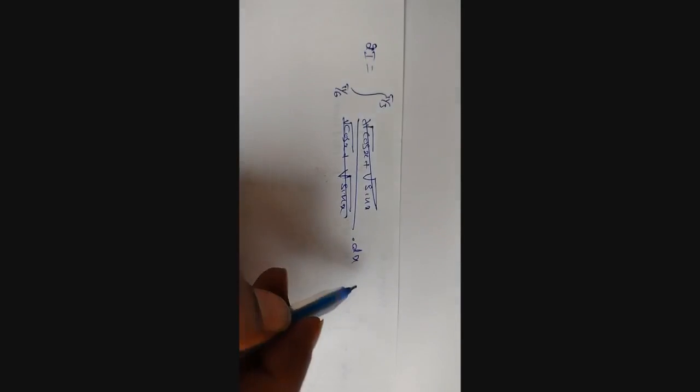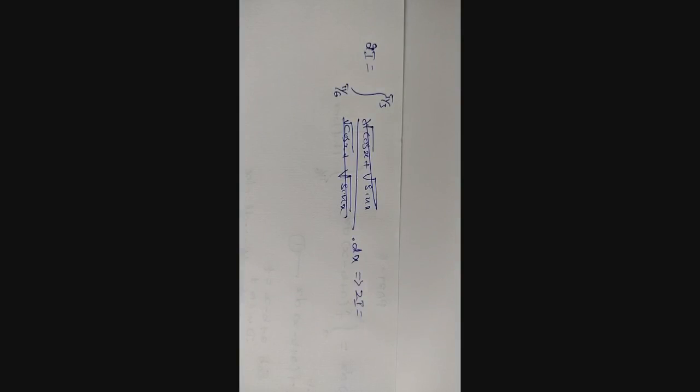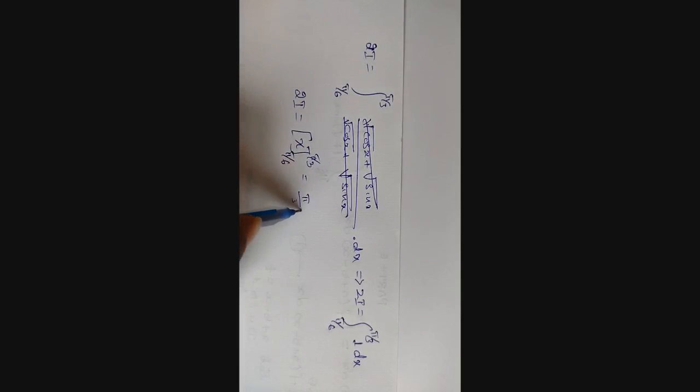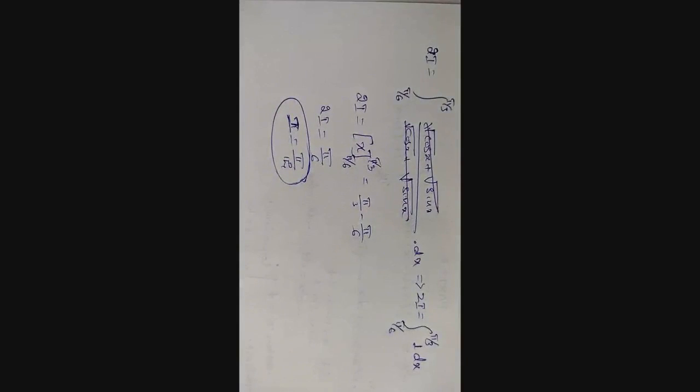So numerator and denominator will be cancelled. This implies 2I is equal to the integration from pi by 6 to pi by 3 of 1 into dx. Then 2I is equal to the integration of 1, means x, from the limit pi by 6 to pi by 3, is equal to pi by 3 minus pi by 6. Then 2I is equal to pi by 6. Totally, I is equal to pi by 12, is the required solution for this problem.